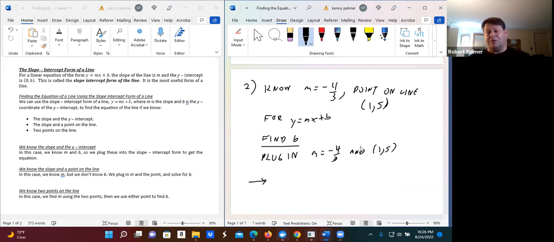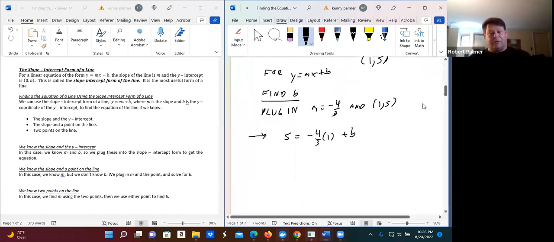If we do that, what we get is y, which is 5, is equal to m, which is -4/3, and then x, which is 1, plus b. Now we have an equation where the only unknown is b. We can solve for that.